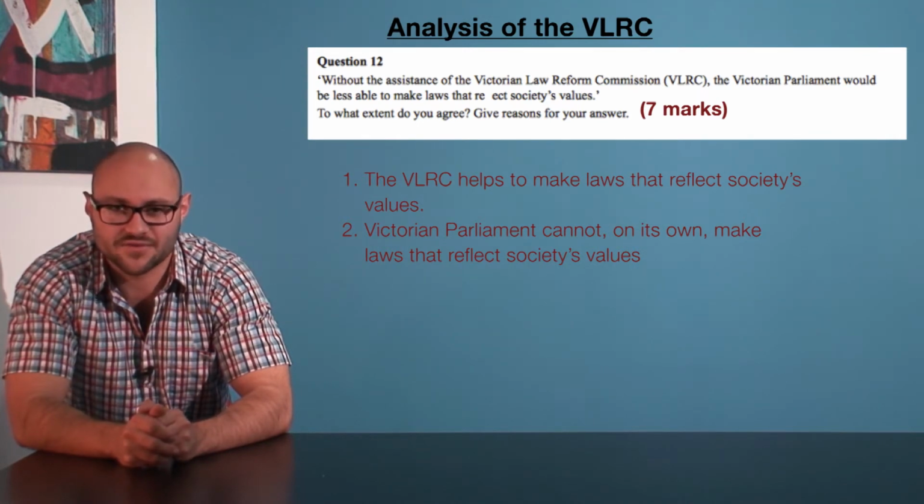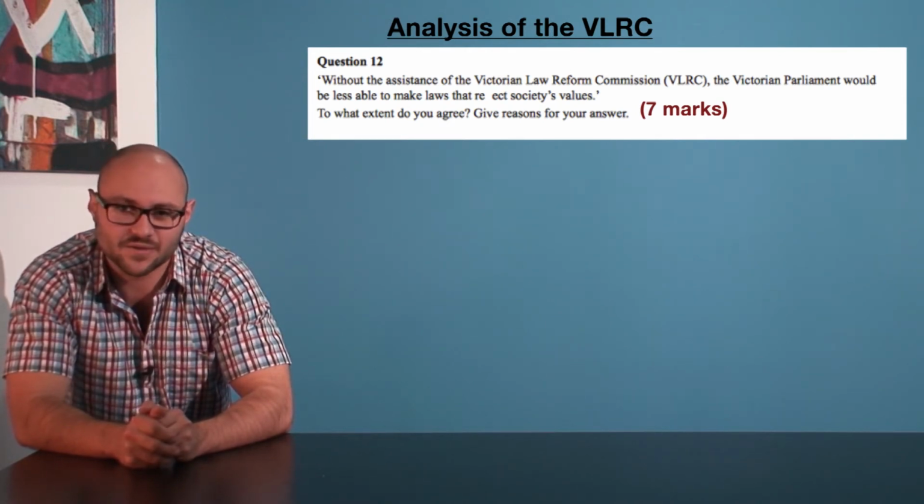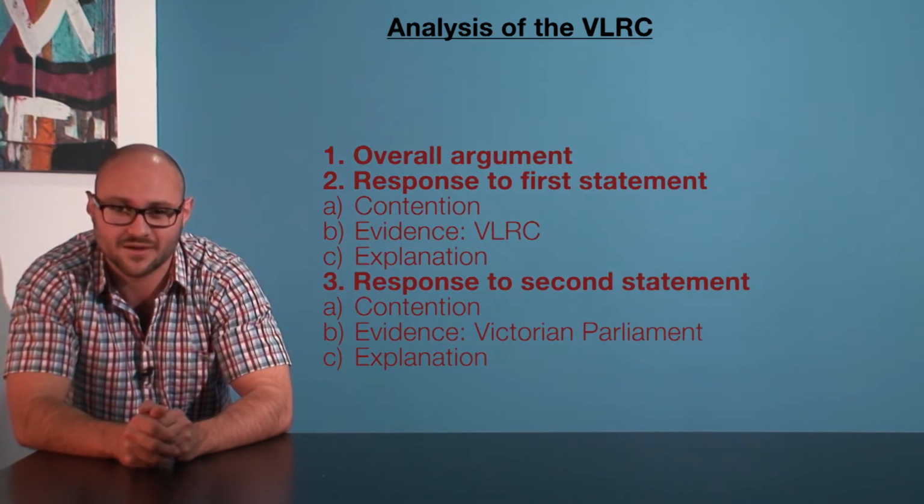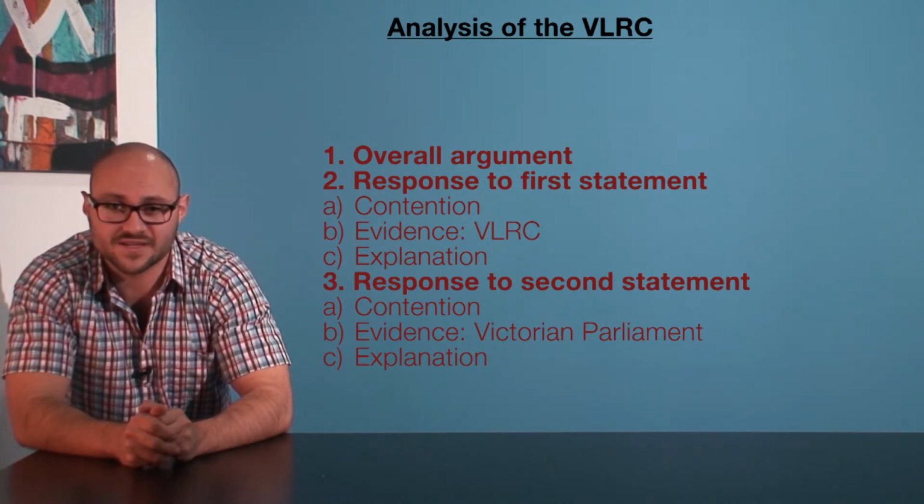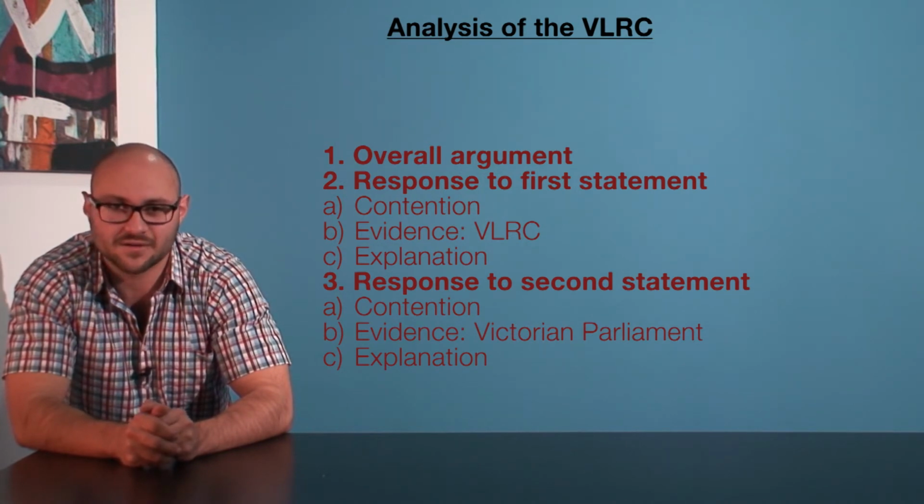I'm going to quickly run through a template for how to structure answers of this type before dealing with this specific example. In responding to these sorts of questions, the first thing you need to do is put forward an overall argument. This is one sentence which gives your opinion on all aspects of the question. Then you should respond to the first statement, offering your contention. Back up this contention with a piece of evidence and then provide a quick explanation. Then do the same for the second statement. There's no need for a concluding statement.